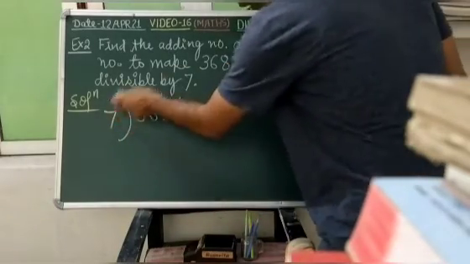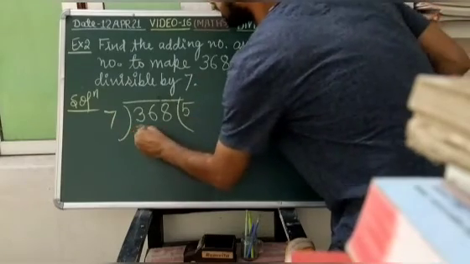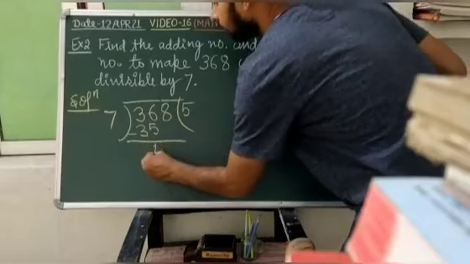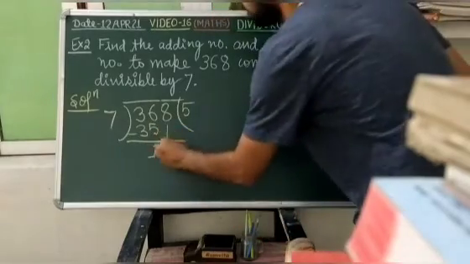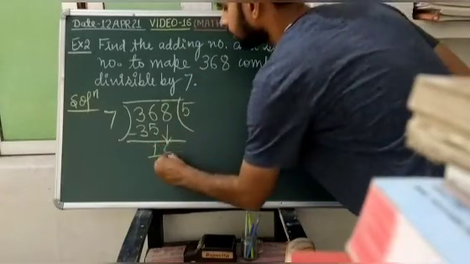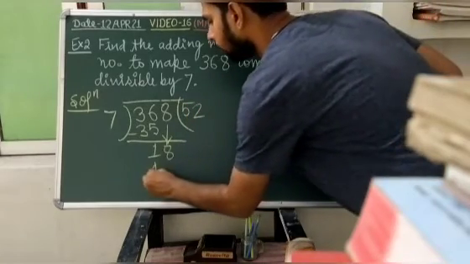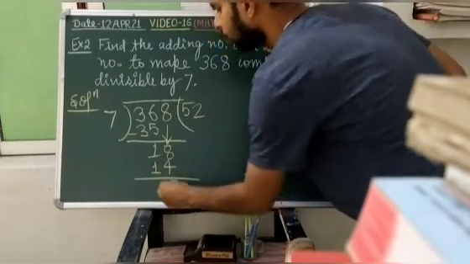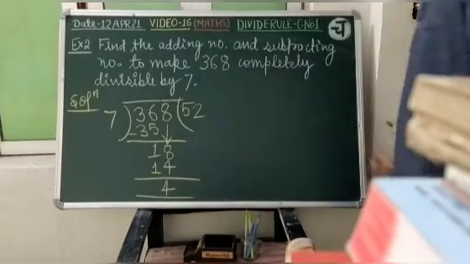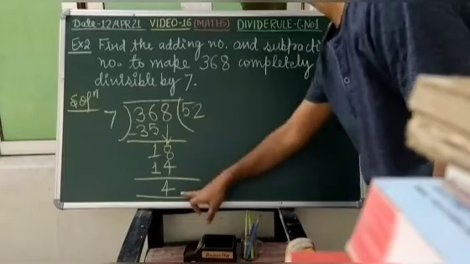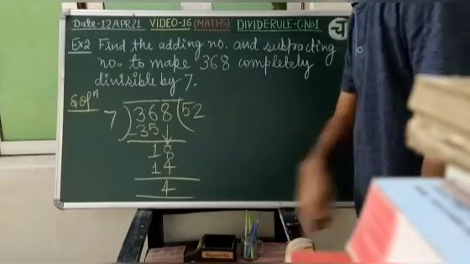So 7 5s are 35, minus, 1, bring down the next number 8, and 7 2s are 14. So you are looking, it is not completely divisible. Is it completely divisible? No, a remainder is coming. So it will not be completely divisible.